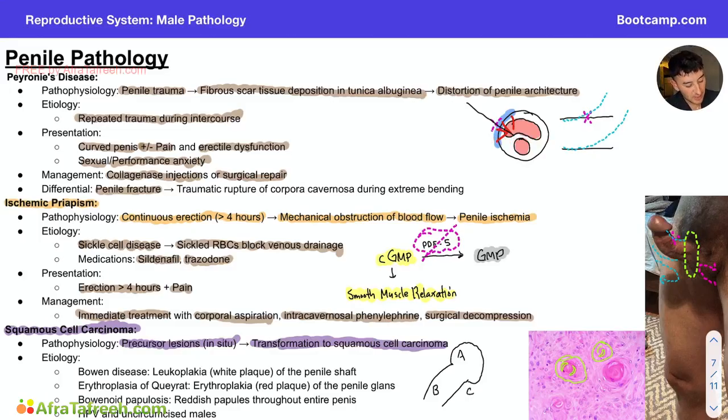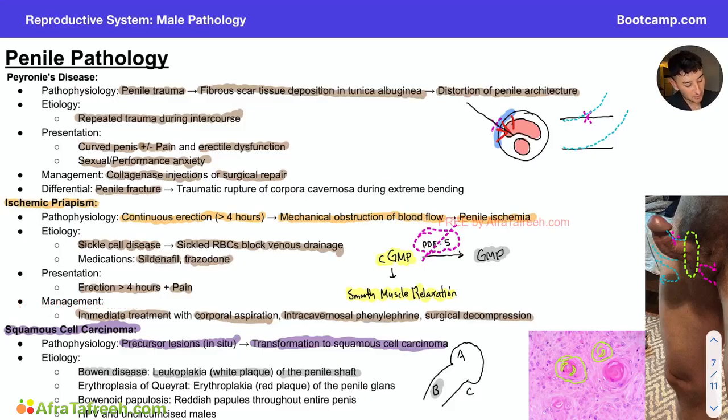We're going to start out by talking about Bowen disease, which is going to be a leukoplakia, aka a white plaque of the shaft of the penis. So we expect to see this on the penile shaft, and it's going to be a white plaque. So I'm going to go ahead and highlight B as this gray lesion here. And so in a question, they may have a penis labeled with 3 different labels, A, B, C, and be asking you to choose which one. And if it's going to be Bowen disease, you're looking for a white plaque on the shaft.